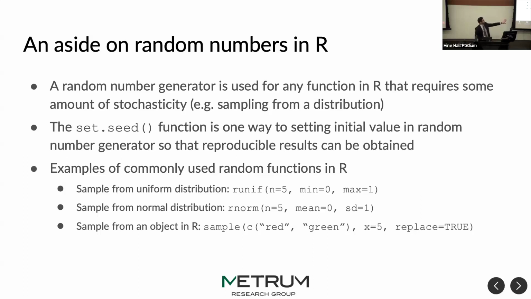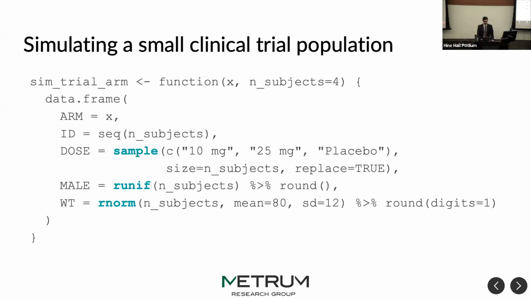Okay, so here are some example functions that use stochasticity in R. Sampling from a uniform distribution, sampling from a normal distribution, sampling from an R object. These are all instances where you want random values to be produced. And I would say whenever you are calling something that has randomness in it, make sure to set your seed before doing it.